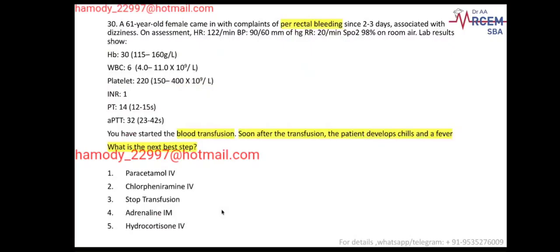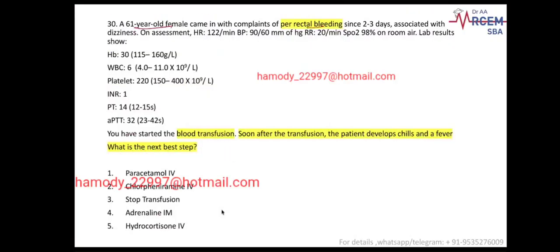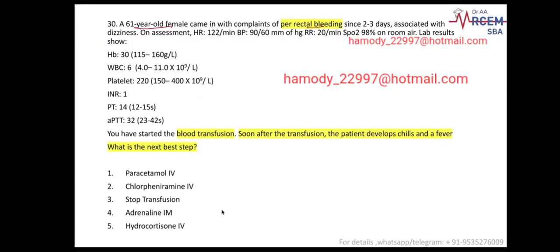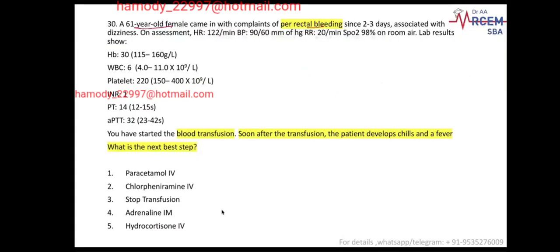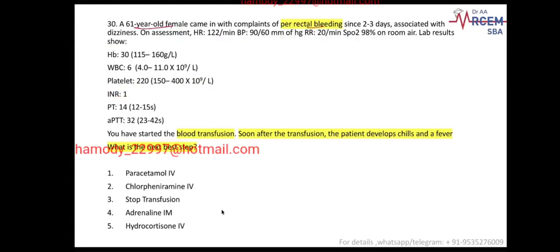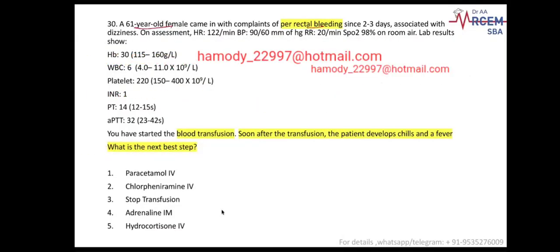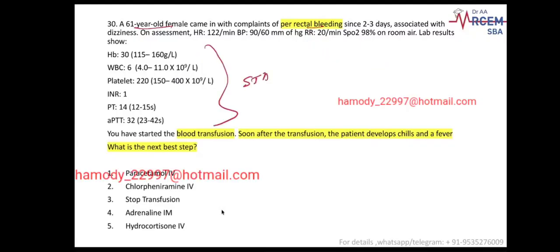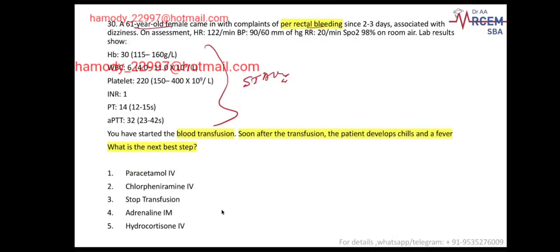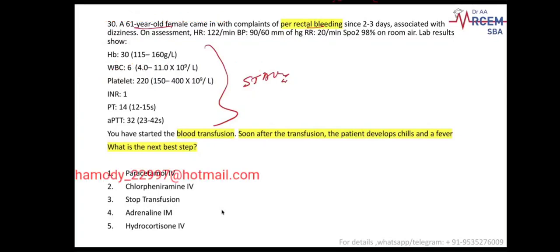A 61 years old female presented with a per-rectal bleed. Blood transfusion you have done. Soon after the transfusion, the patient develops chills and fevers. What is the next step they are asking? All the vital parameters what they are given are stable. Okay, so what are we suspecting in this individual or what will you be doing?